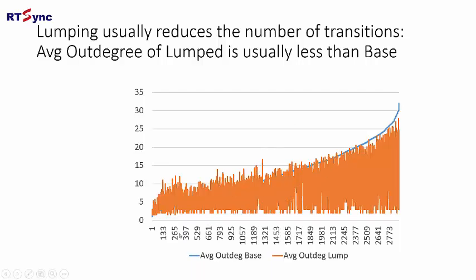And here we see that the average out degree of the base model is plotted in blue and plotted so that it always increases. And the corresponding lump model out degree is plotted in orange, and it turns out to be mostly beneath the blue curve, so that it's quite clear that the lump model usually has fewer state transitions out of any particular state than the base model.